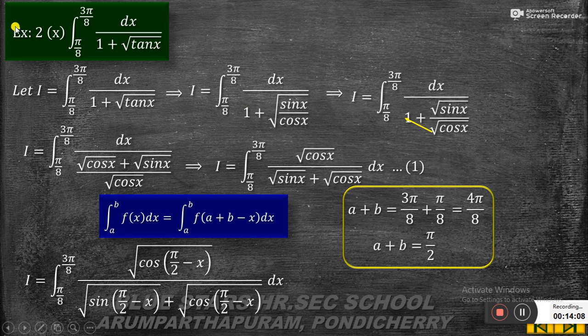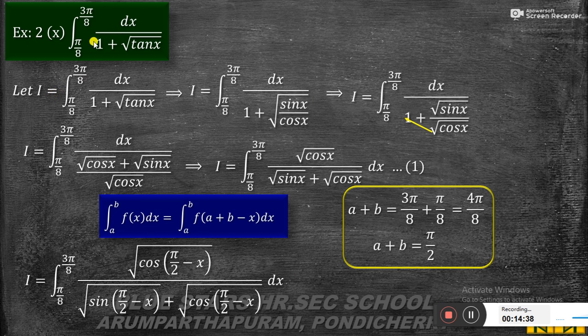So now we discuss the second problem, the exercise problem, second problem, 10th subdivision. Integral pi by 8 to 3 pi by 8, 1 by 1 plus root tan x. This is the question. Here we evaluate this.